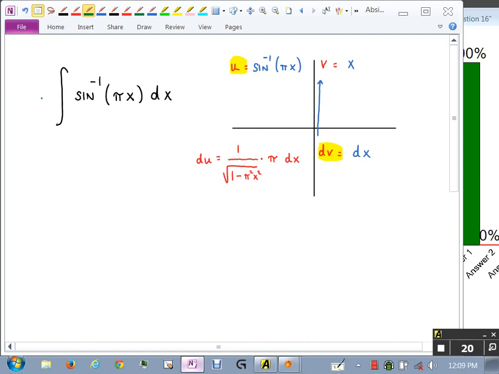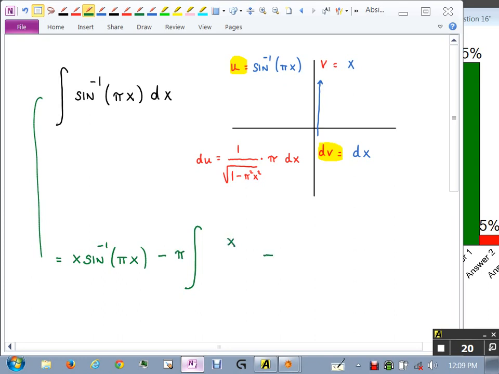All right, this becomes equal to uv, that's easy, x arc sine pi x. Okay, here we go. Minus integral voodoo. And y'all were okay with me pulling the pi out? Yes? And then leaving that x up there. Can I pull the x out? No.